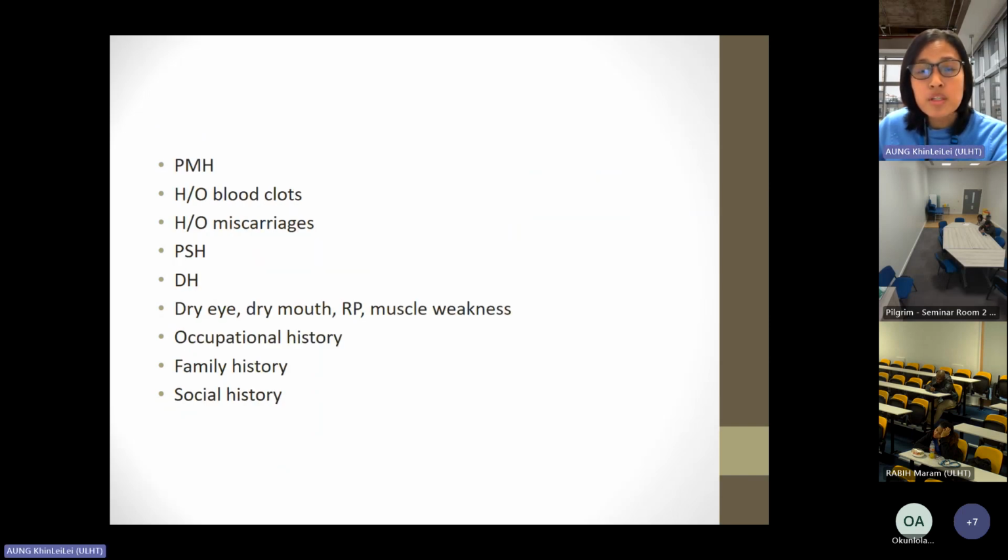Past medical history is important. Maybe the patient has a history of blood clots, history of miscarriages. Surgical history is also important. Drug history is also important, especially if the patient has dry eye, dry mouth, Raynaud's. We need to check whether the patient is on a beta blocker. Muscle weakness: if the patient is on prolonged steroids, the patient can present with proximal myopathy. Occupational history is also important. Family history of autoimmune diseases, social history. So these are the histories we need to ask in a patient with suspected connective tissue disease.